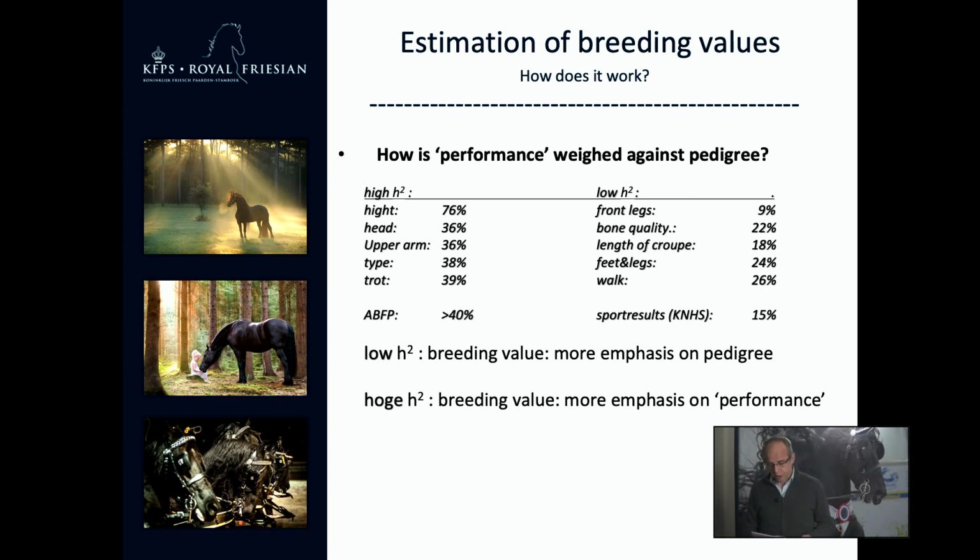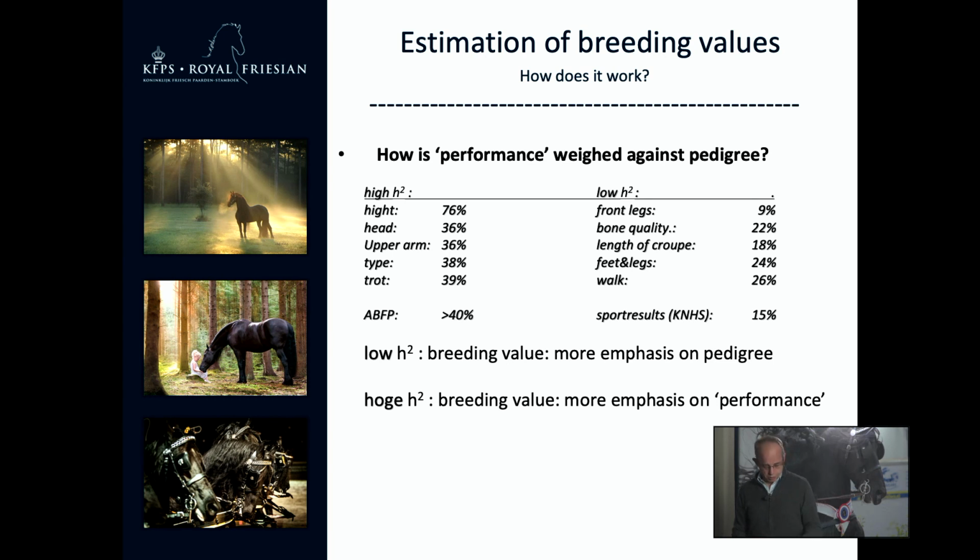Also, the length of the group, and that could be a little more difficult to understand why the heritability is lower for that trait, because you couldn't find a way that it's influenced by the environment. So that's maybe a trait that's hard to judge by our judges. Also the major breakdown trait feet and legs is lower than the traits to the left, and the trait walk has a lower heritability than, for instance, trot. That means that walk can be influenced more easily than trot, or is a more difficult trait to judge.